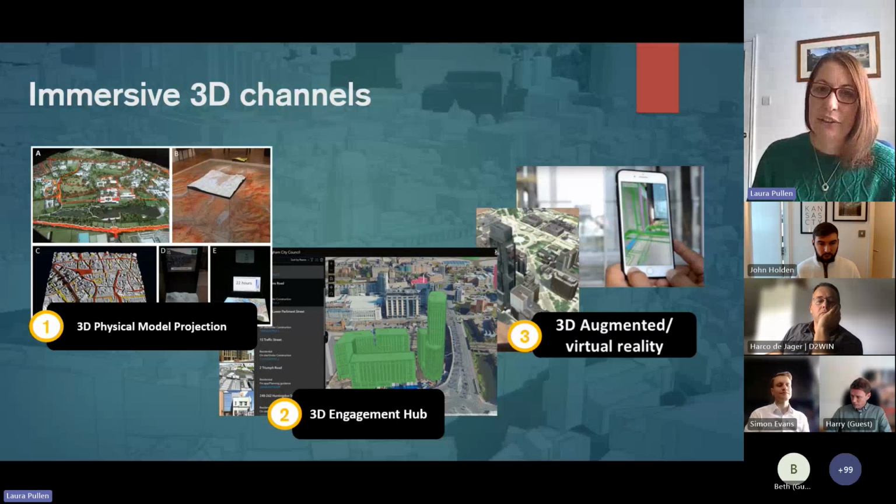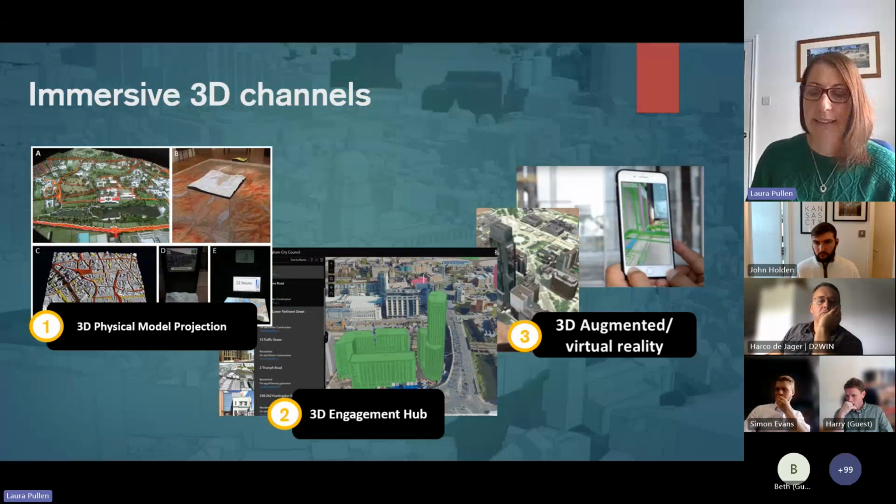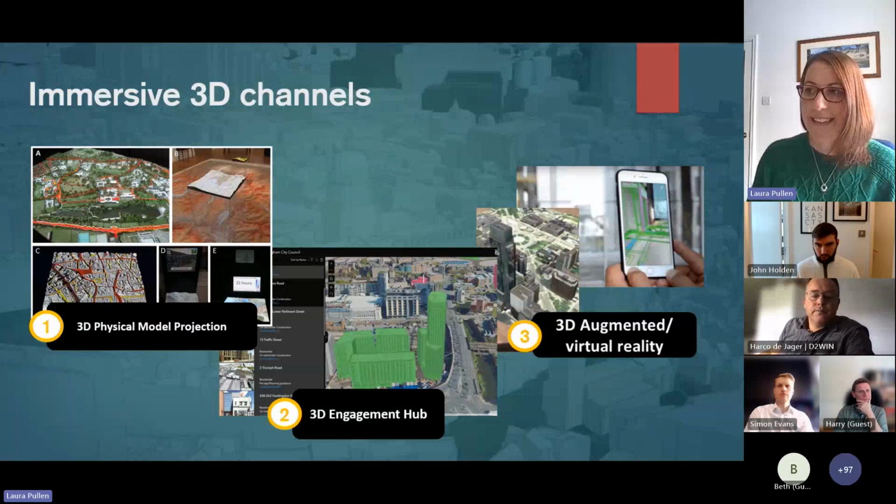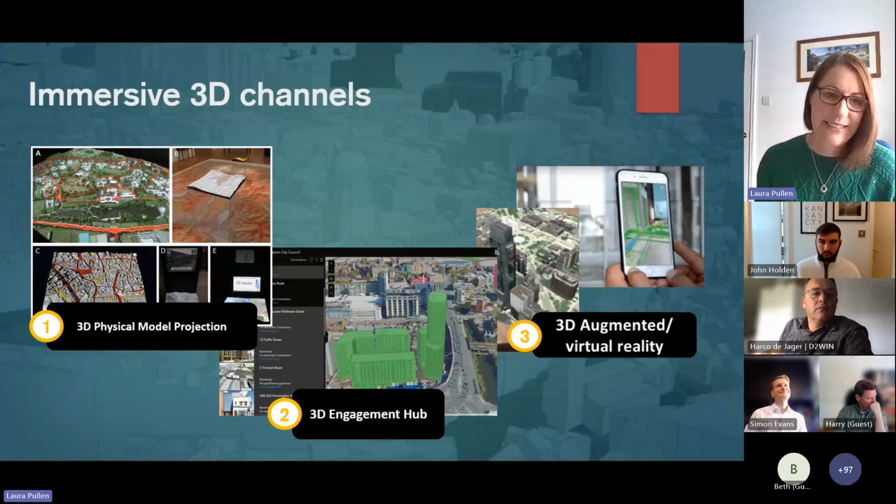So by choosing an interoperable GIS-based approach, our aspirations for our DLUC project are to engage stakeholders in a number of different ways, pushing our city model and digital planning information into lots of different platforms for consumption. This includes a physical model with projections, a digital public hub, and also the use of augmented and virtual reality. So perhaps we'll be able to come back and share some of this work with you next year as it develops.